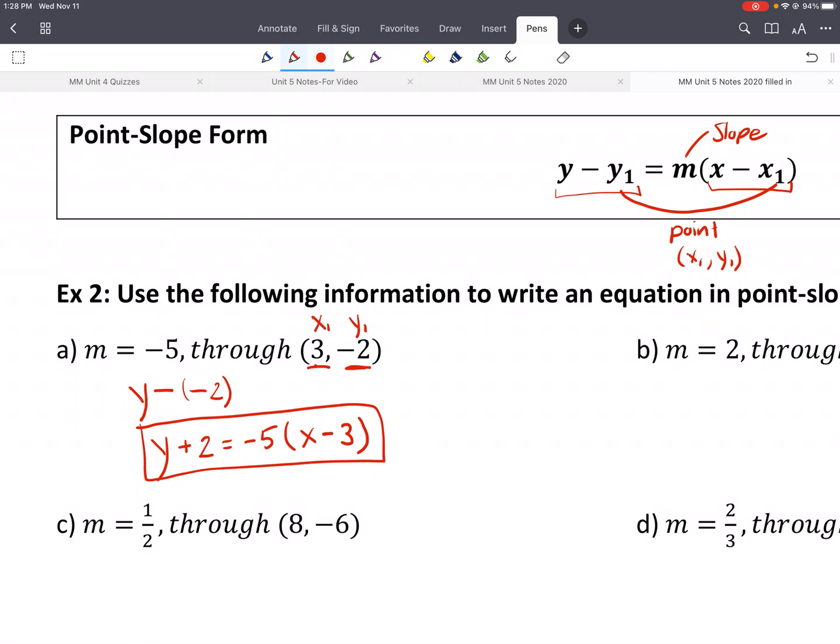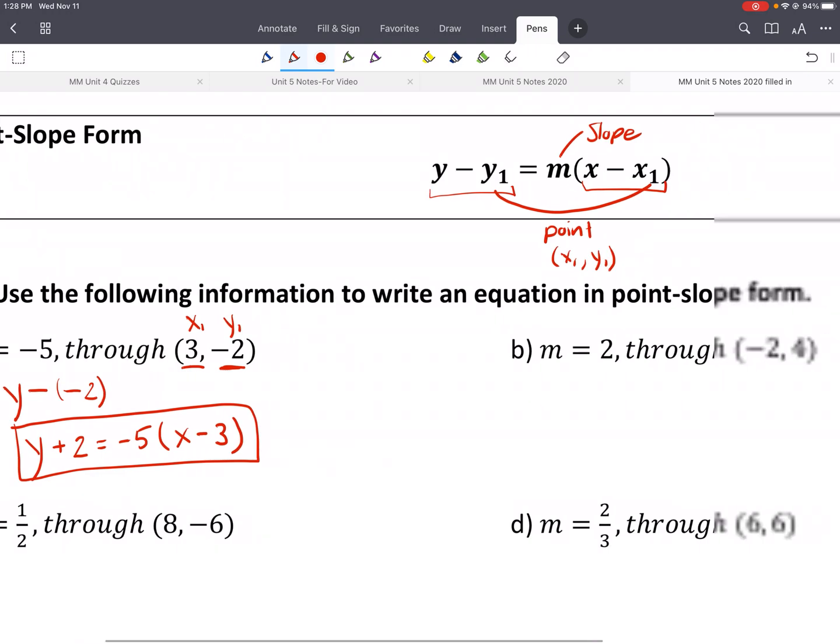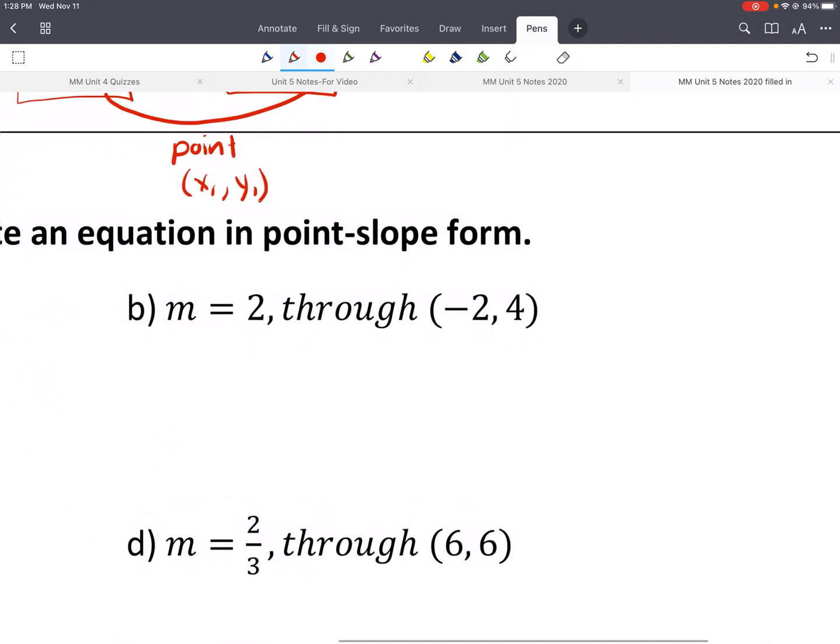You can kind of look at the form and have it memorized that way and think that, oh, these signs will change when you put them in. Or another way is you could just think about whenever you plug those in for the x1 and y1, it's going to change their sign. Okay, so here's another example. Let's give this a try.